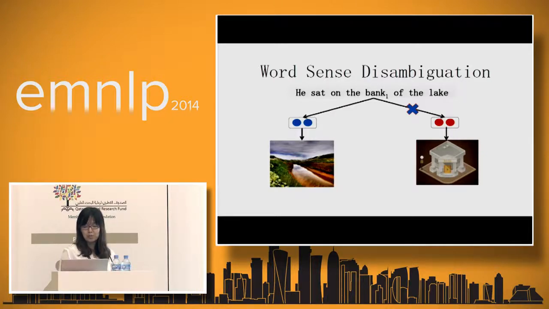So we want to collect the sense information for each sentence, right? We know the sentence, he sat on the bank of the lake. All we see is the word bank. We don't know whether it's sense one or sense two. So we want to do word sense disambiguation to get the sense information for the sentence. And we want to know that the bank here refers to the riverbank. So how to do that?